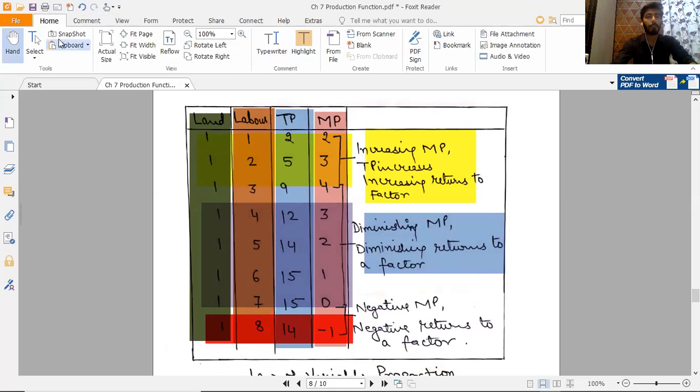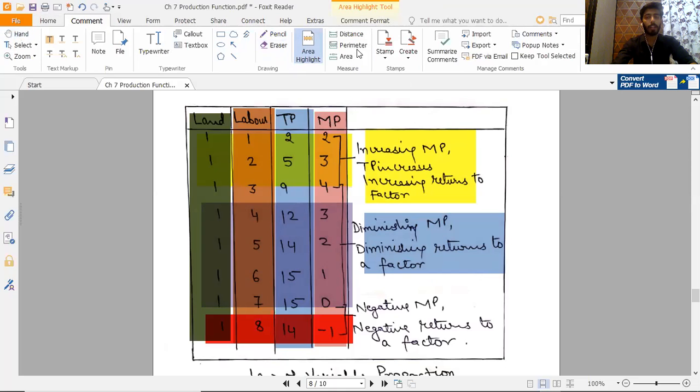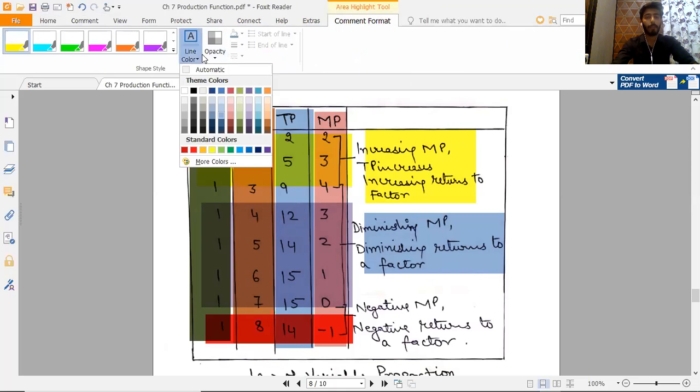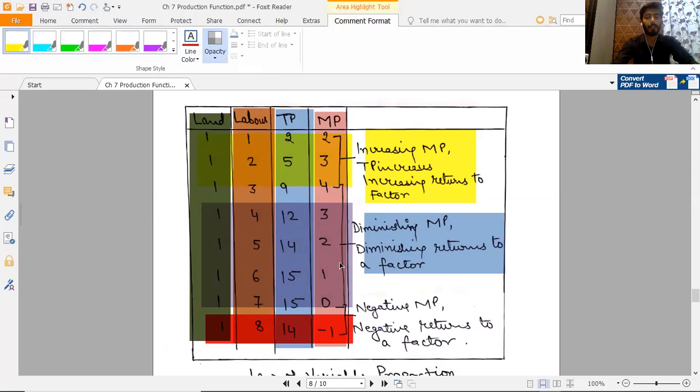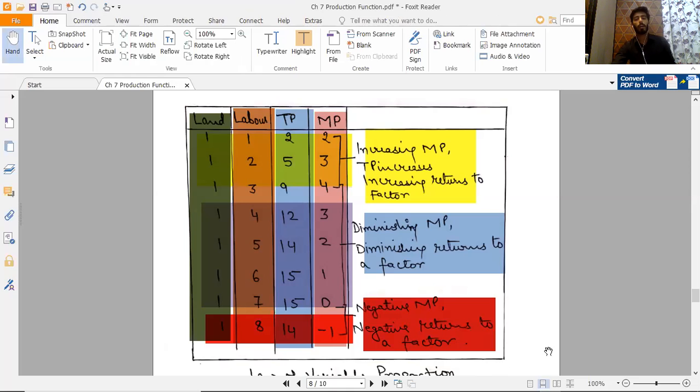And finally the final stage arrives. When the final stage arrives, MP starts falling. MP becomes negative. And what does negative MP imply? Negative MP implies negative returns to a factor. So basically there are 3 stages: increasing returns to a factor, diminishing returns to a factor, and negative returns to a factor, right? So let us see this with the help of a curve.